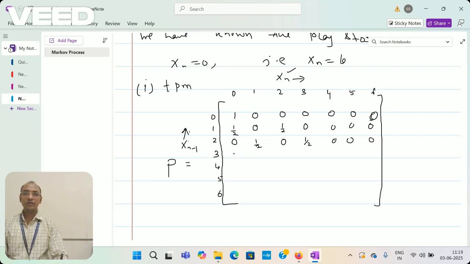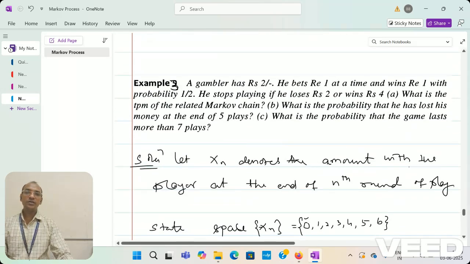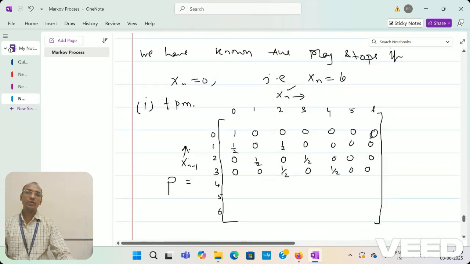If he has 3 rupees, he cannot lose 3 rupees at a time to reach 0. At 3 rupees, he cannot lose 2 rupees to get to 1, so that would be 0. And at 3 rupees, he can lose 1 rupee to reach 2. So this probability is 0. And at 3 rupees, present is 3, future is 3 means there is no play. And then he can gain 1 rupee to reach 4 rupees. So this will be half, because the winning probability is half. If the winning probability is half, then the losing probability will also be half.